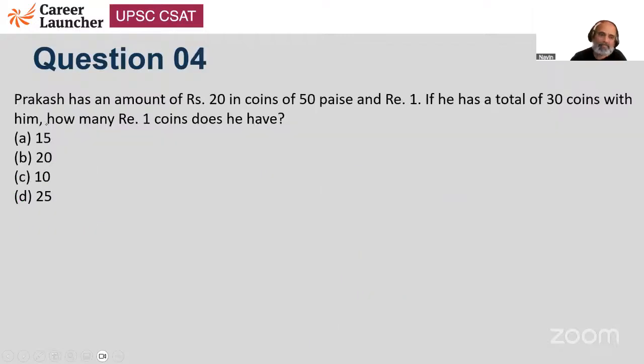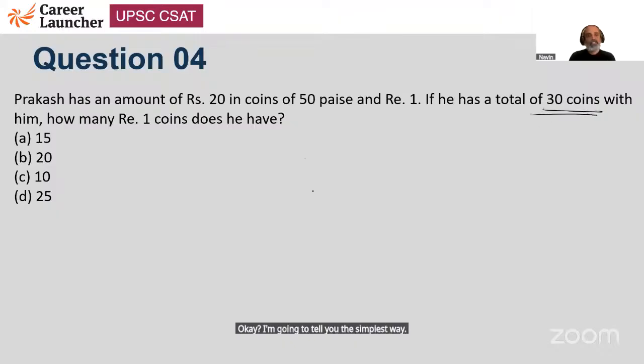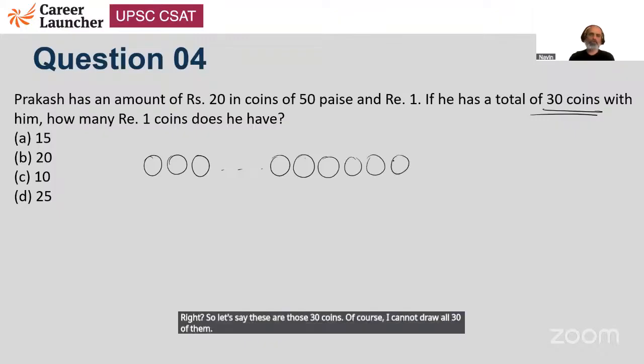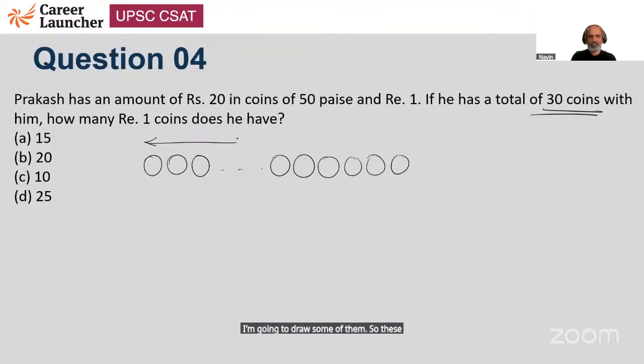Okay. Another one. So there are two ways to solve this. I'm going to tell you the simplest way. We are given 30 coins, right? So let's say these are those 30 coins. Of course, I cannot draw all 30 of them. I'm going to draw some of them. So these are 30 coins.